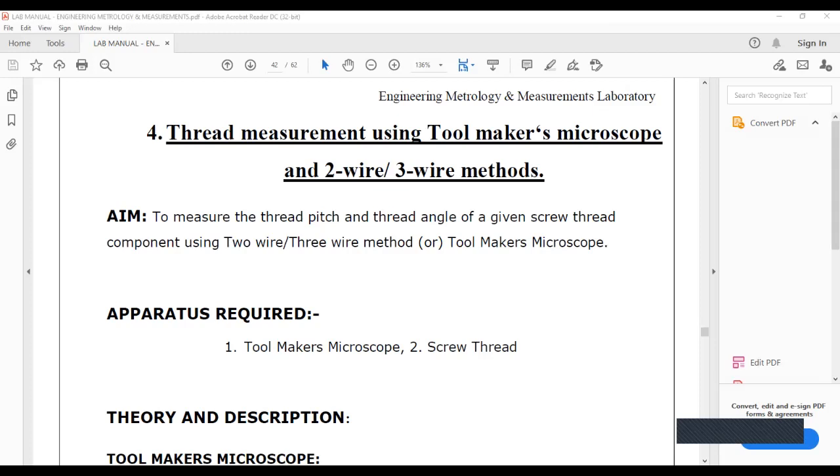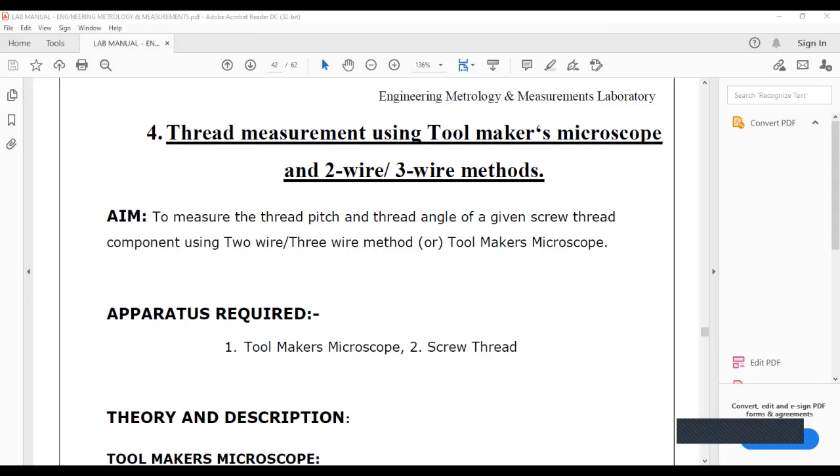Here also, if you observe, we are going to take one of the instruments for the measurement purpose, and the measuring parameters are thread parts, like thread terminology, screw thread terminology, whichever are there. In order to find out those terminologies, those particular parameters, we are going with an instrument called the tool maker microscope.